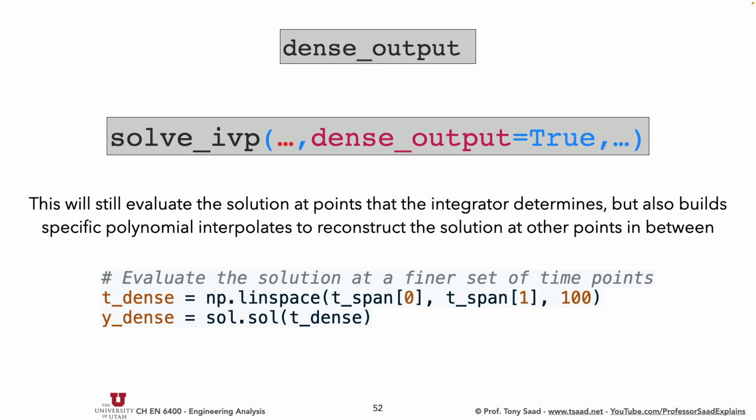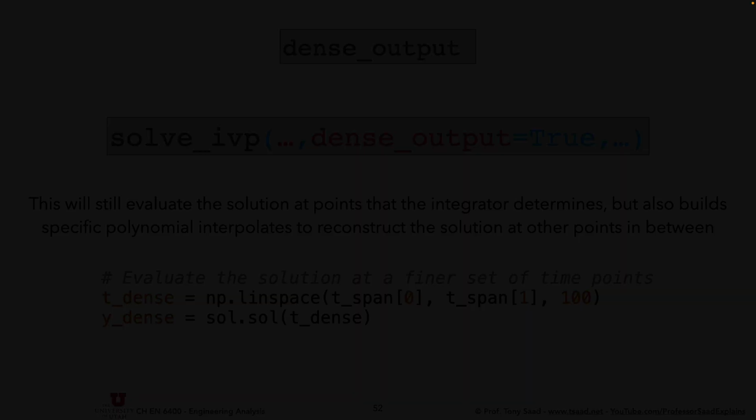And then you call the solution. Within the solution, there's an object called sol. So here I had sol.sol because here I called it sol. Okay, so, or solution boiling.sol. So this sol object, if you give it an array of time points, if dense output is turned on, it will evaluate it at all of those points using interpolating polynomials. Okay, so let's try this.